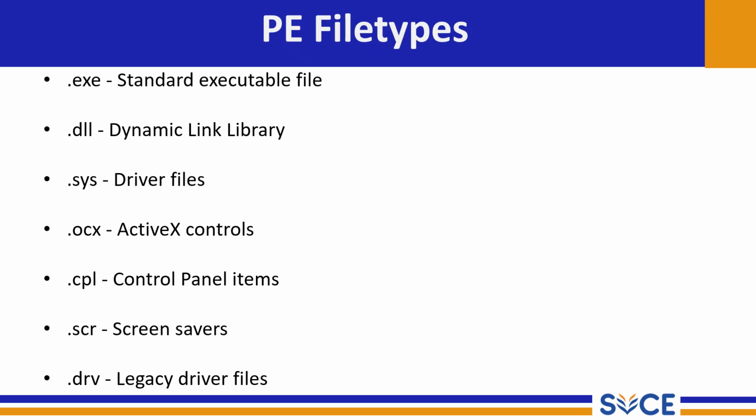So these all come under object files. These are intermediate files generated during the compilation process, which contain compiled code and data that can be linked together. Then .scr is the screensaver, and .drv is a legacy driver file. Other types include various file types as we said. The most commonly used file types are the executable file as well as the dynamic link library file.